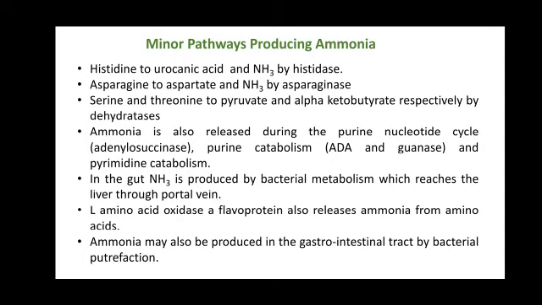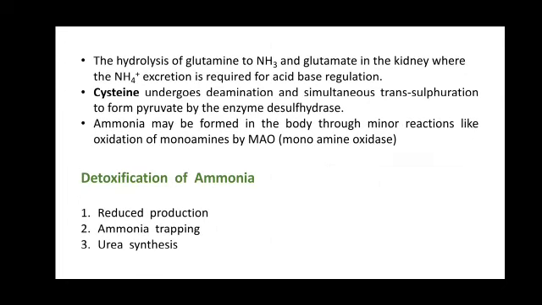In the gut, NH3 is produced by bacterial metabolism, which reaches the liver through the portal vein. And here the L-amino acid oxidases, which are flavoproteins, also release ammonia from amino acids. Ammonia may also be produced in the GIT by bacterial putrefaction. So these are the minor pathways where the ammonia is synthesized or formed. And also cysteine undergoes deamination and simultaneous transsulfuration to form pyruvate by the enzyme desulfhydrase.